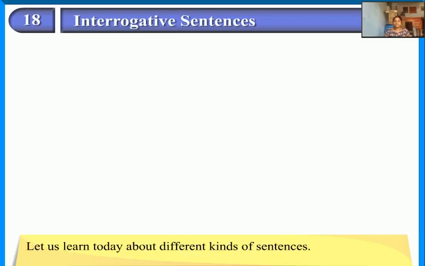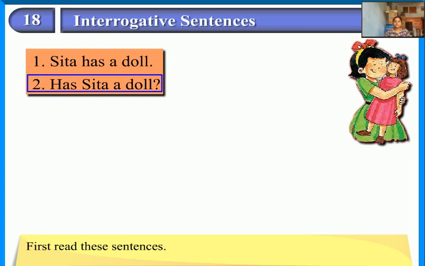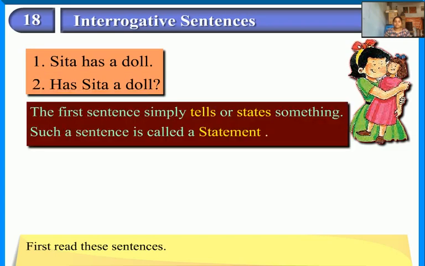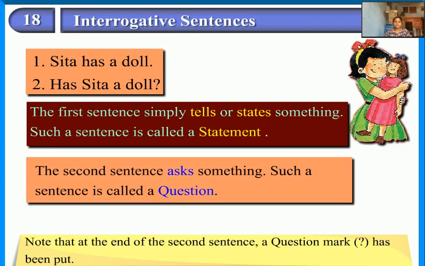Interrogative sentences. Let us learn today about different kinds of sentences. First, read these sentences. Sita has a doll. Has Sita a doll? The first sentence simply tells or states something. Such a sentence is called a statement. The second sentence asks something. Such a sentence is called a question. Note that at the end of the second sentence, a question mark has been put.